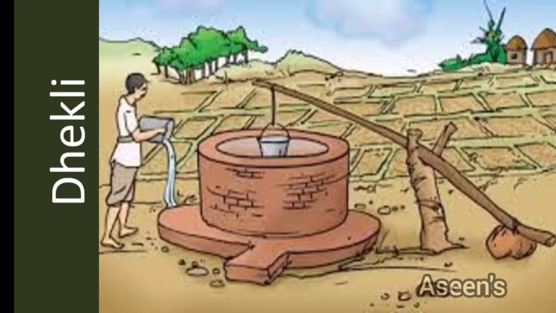Next in the list is dekli. Dekli is very much similar to moat, but here they use ropes and pulleys, and they also employ animal labor, that is ox or buffalo. They draw water from the wells and flow it on one side, and the water passes through the canals and reaches the crops. It's observed that there is a lot of wastage of water when you're using this particular irrigation method, that is dekli, compared to the others.